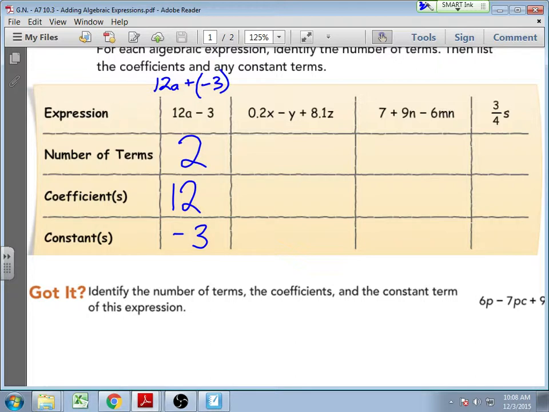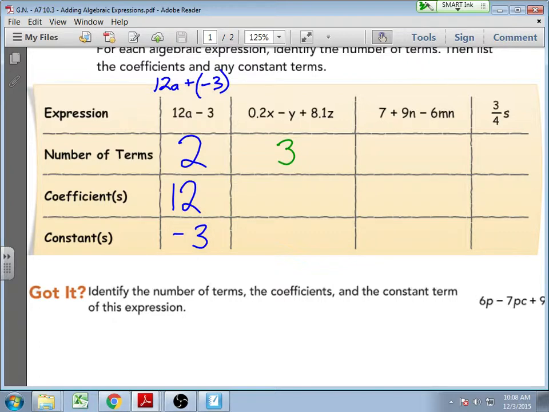So, Miss Bowers, how many terms are in this next expression? 3. We have an x term, a y term, and a z term. Now, what are my coefficients here? Noah, what are my coefficients? Coefficients are any numbers that multiply by a variable.